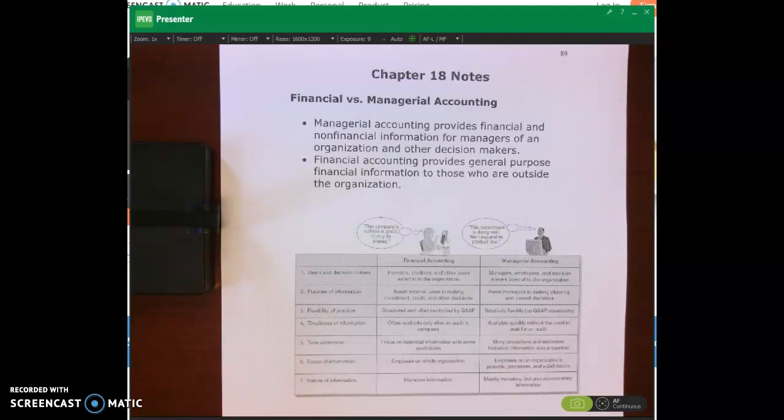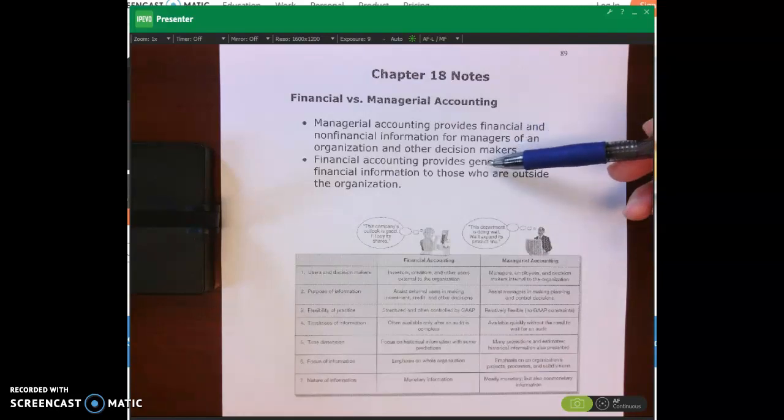Managerial accounting is probably my favorite to teach, okay? I really like the business decision aspect of managerial accounting, and I also like how we discuss how incentives can influence the behavior of employees. And that's another key topic that we talk about in managerial accounting. So kind of touching on these two bullets that I have right over here, managerial accounting provides financial and non-financial information for managers of an organization.